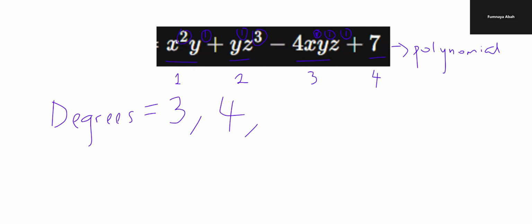And then the final term is equal to 7. And 7 is the same as saying 7 x raised to the power of 0.